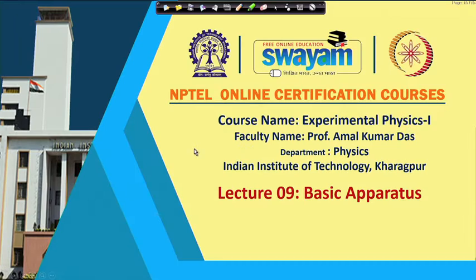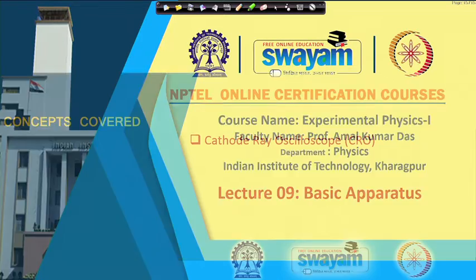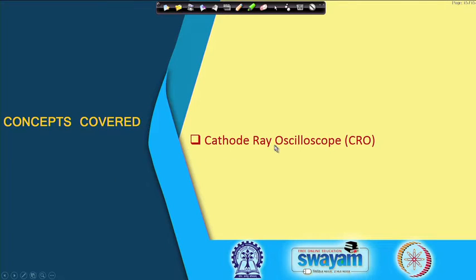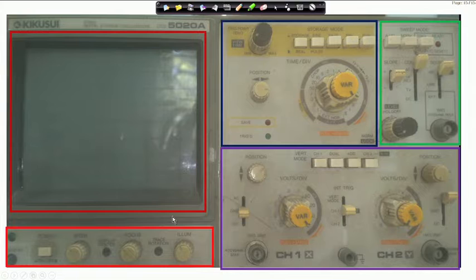So we'll continue our discussion. Basically, we are discussing the cathode ray oscilloscope, CRO. What we have discussed is that I have shown you the CRO, and I have shown you the front panel and back panel.